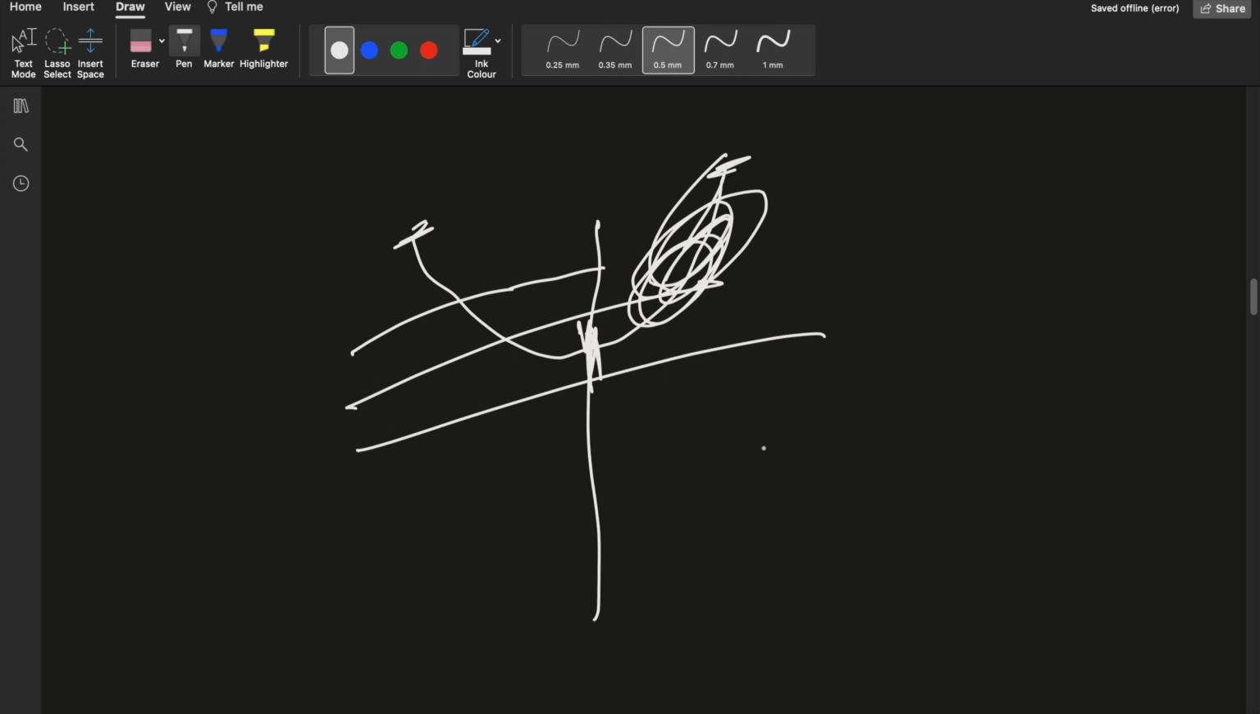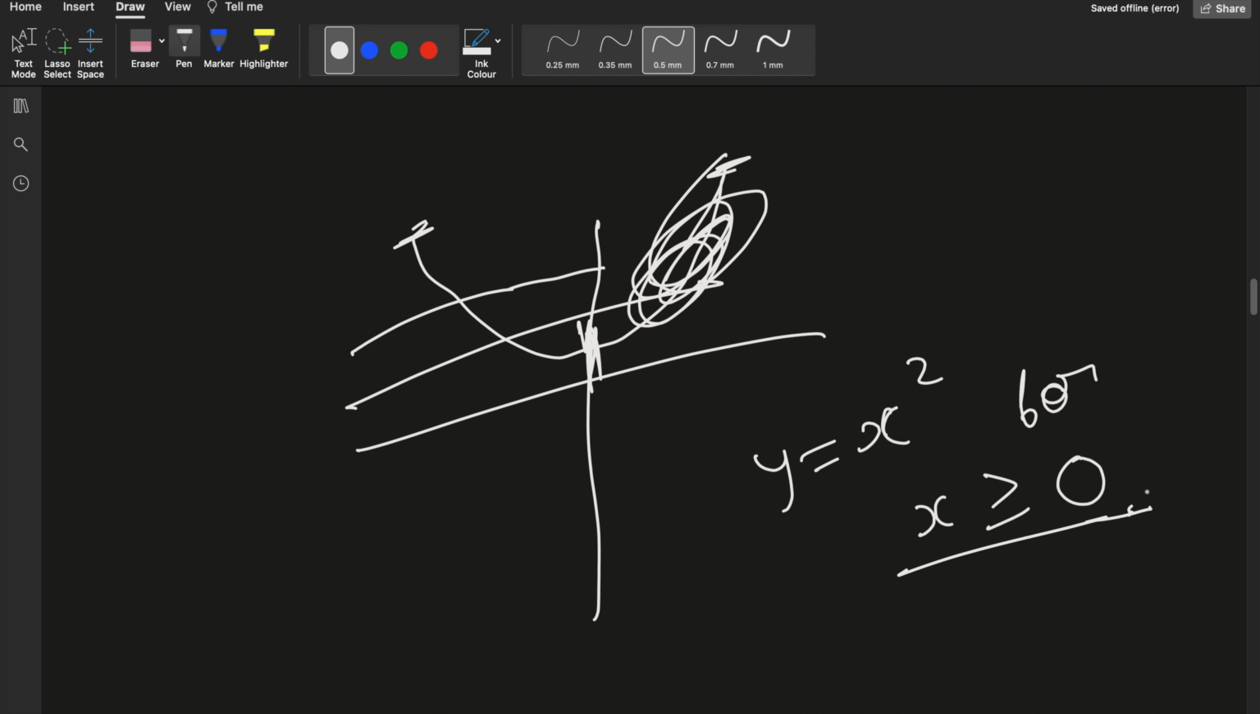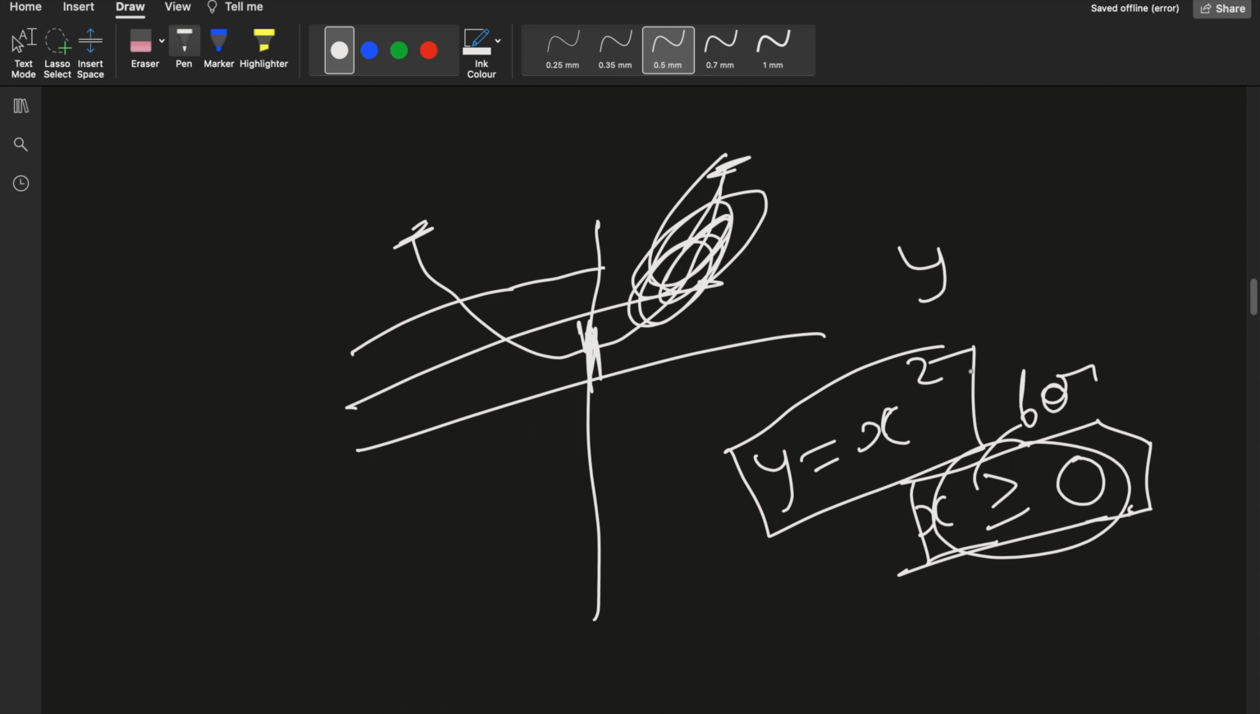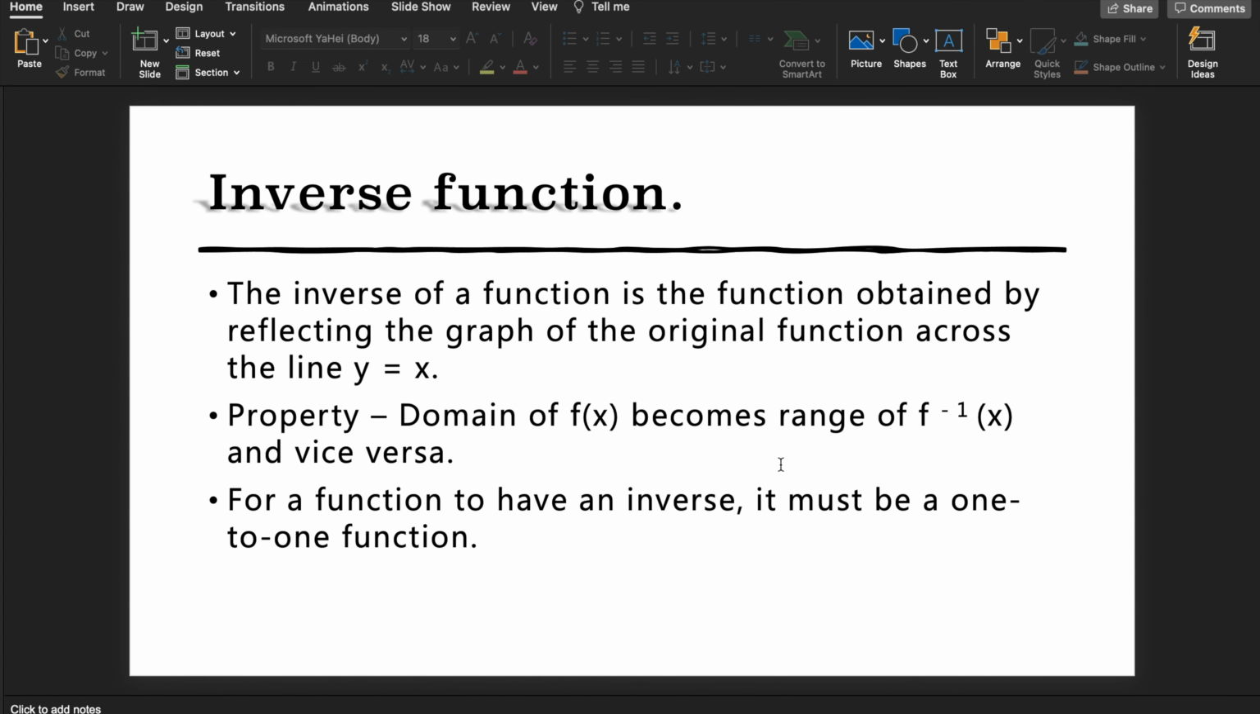You can state the value. So f of x, y equals x squared for x greater than or equal to 0. This is how you restrict the domain. For this domain, this function is one-to-one. So that's how you restrict the domain.